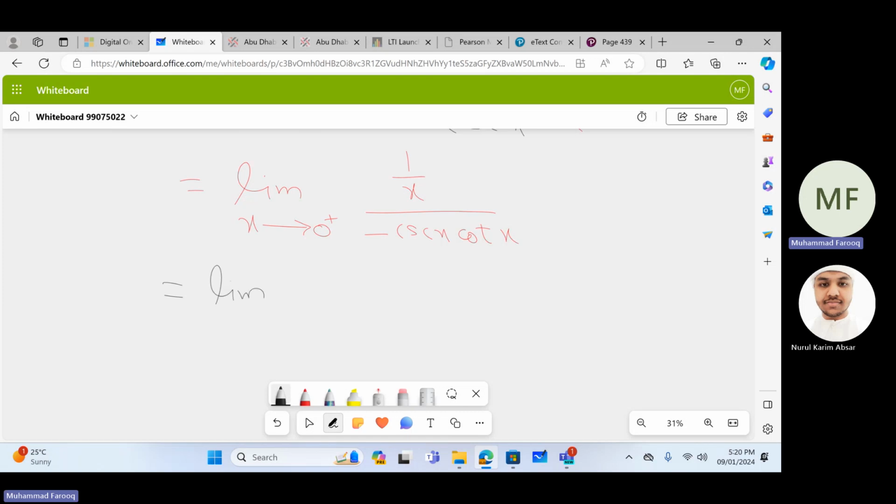Then we take the next step. Limit as x goes to 0 from the right side. Okay, 1 by x, divided by this negative sign. No worries, you can put it here. Cosecant is what? 1 by sine. Cotangent is how much? Cosine over sine. Cosine over sine. Okay, good. Very nice.